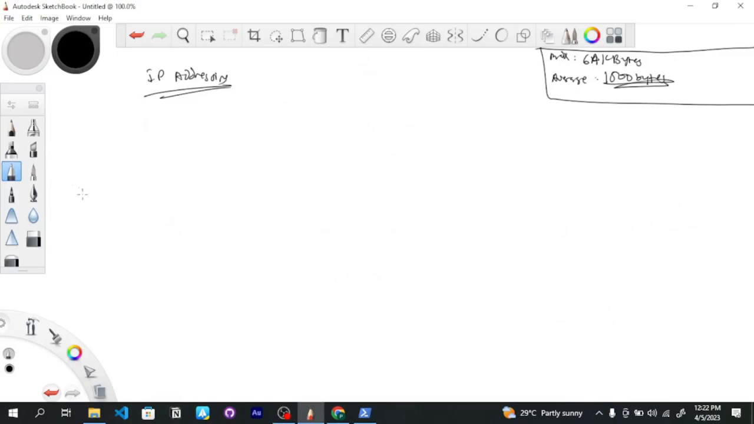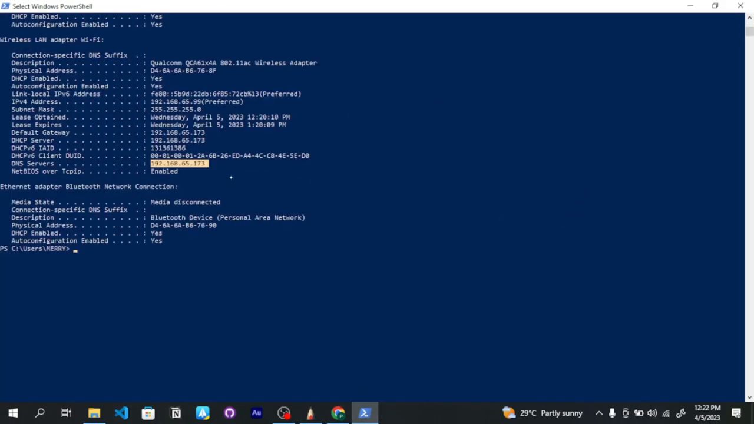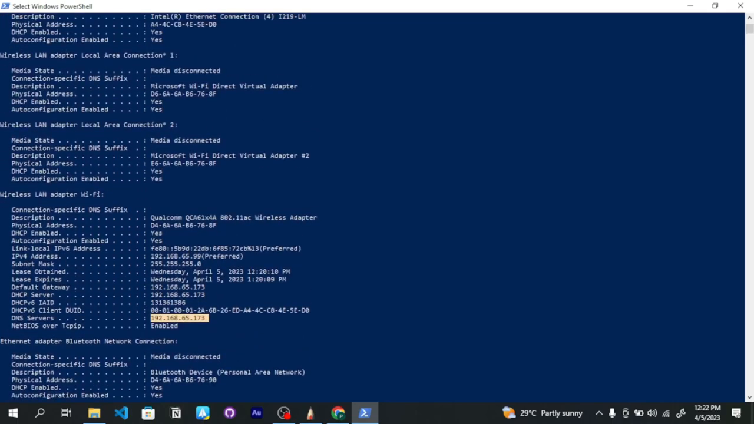Beautiful. Okay, let's get to it. So what's an IP address? We just talked about the IP address. Now, the IP address really doesn't identify this laptop. It basically identifies the interface that you are connected to. You just saw that this is a wireless LAN adapter Wi-Fi. So it's talking about the network that my Wi-Fi is connected to.